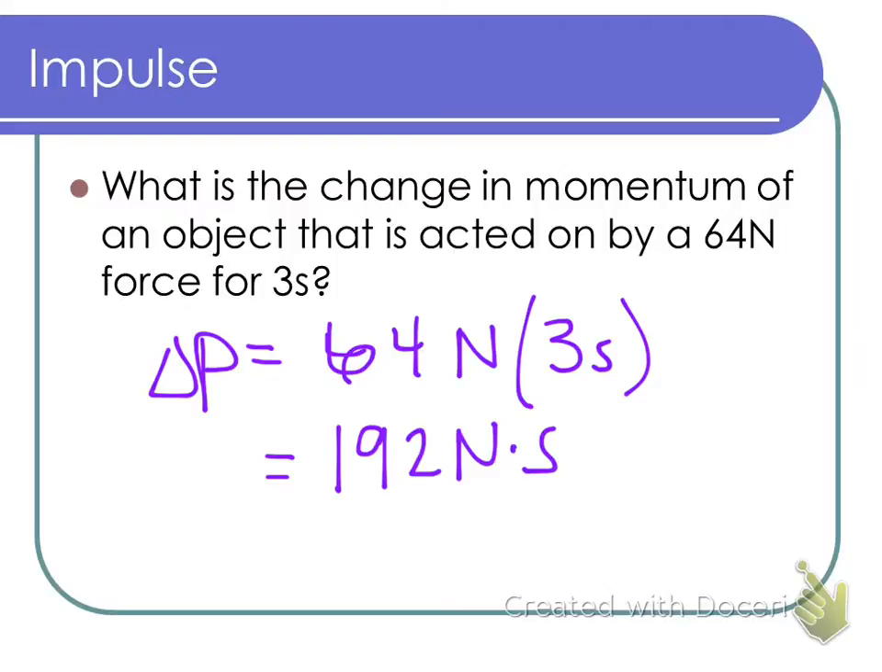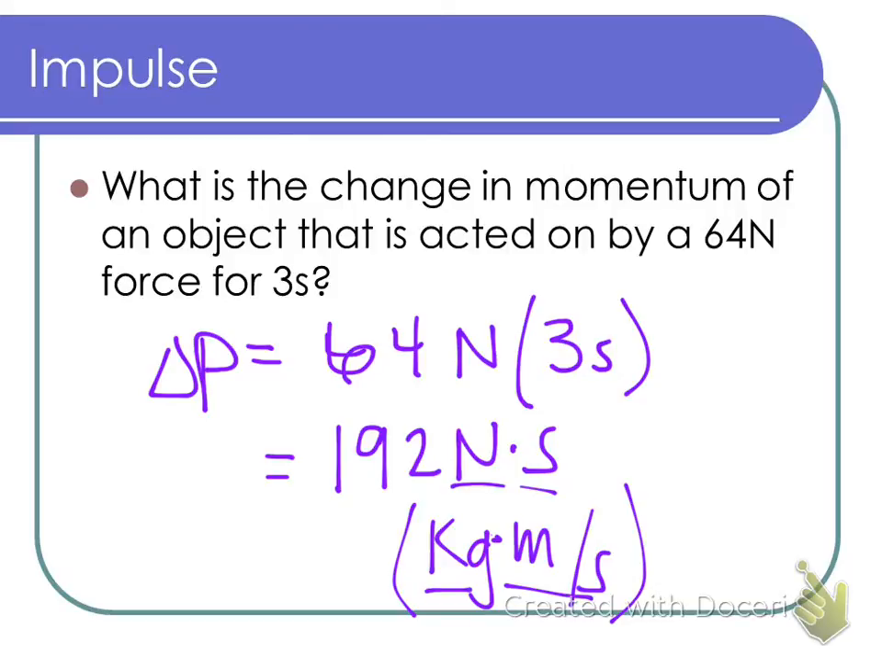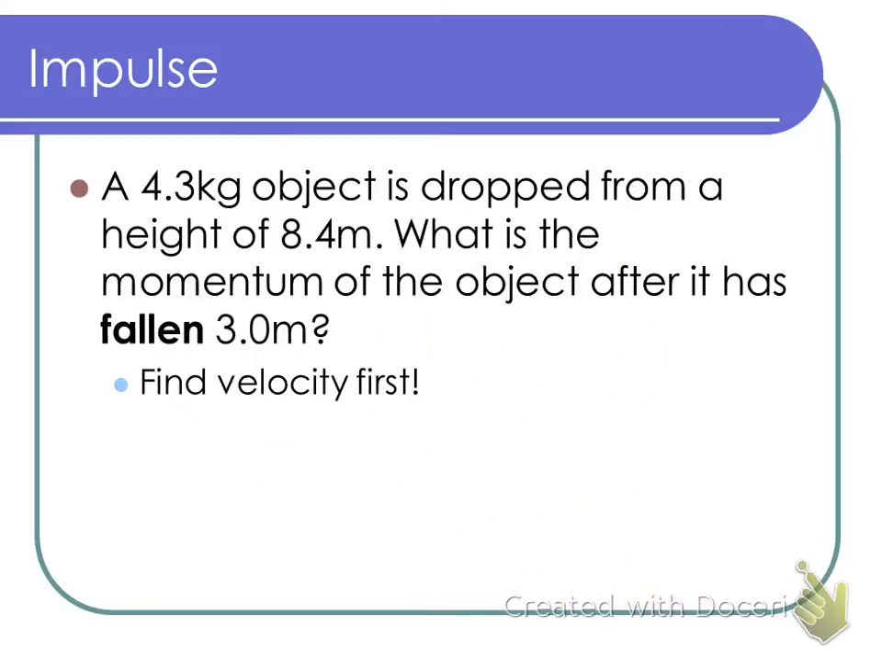Newton seconds, or what's our other unit for momentum? Kilogram meters per second. Either of these would work for momentum. This is mass times velocity. This is force times time. Those two units mean the same thing. I know that momentum units are not as clean as what we would like them to be.